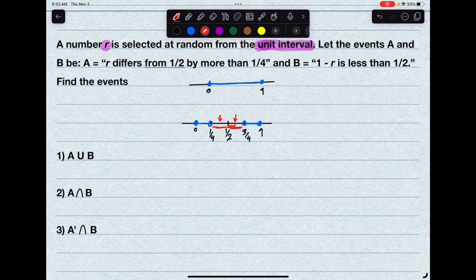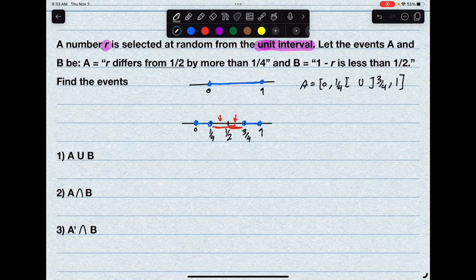And we can just say event A, in interval notation, is 0 to 1 over 4, 0 included, 1 over 4 not included, union 3 over 4 not included, to 1 included. So that's A.